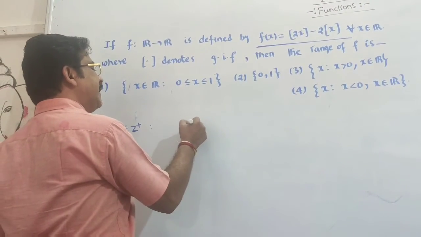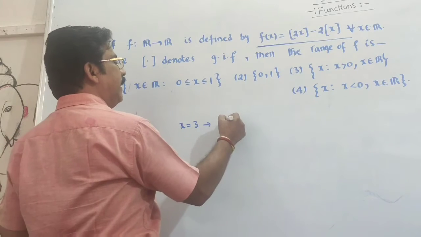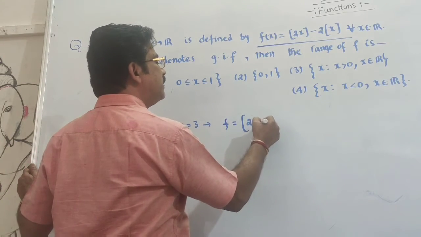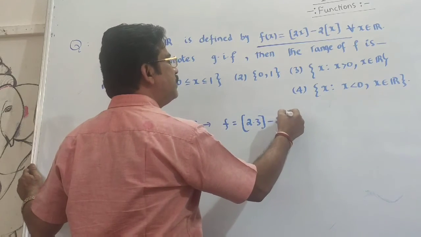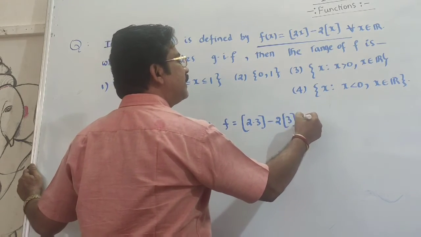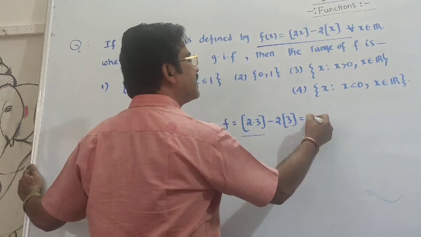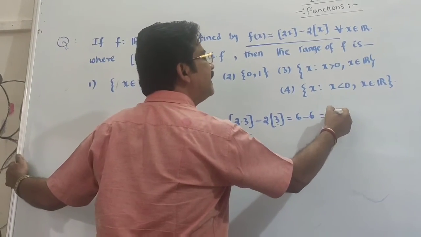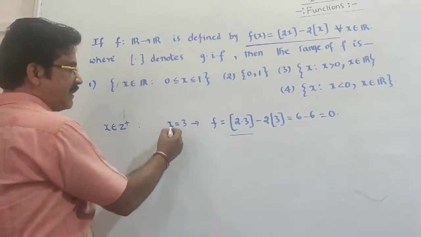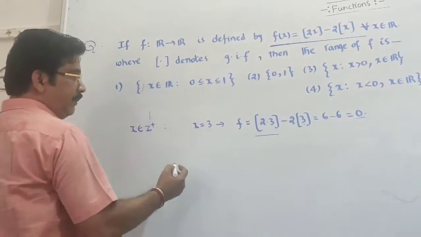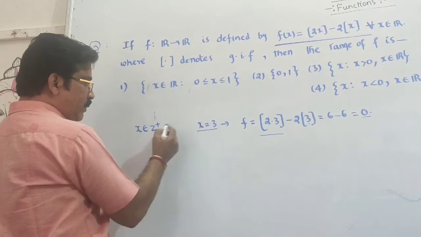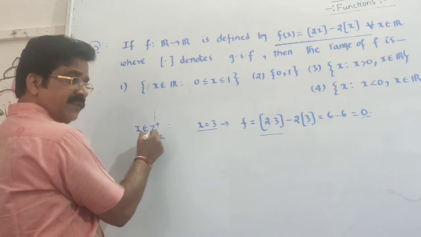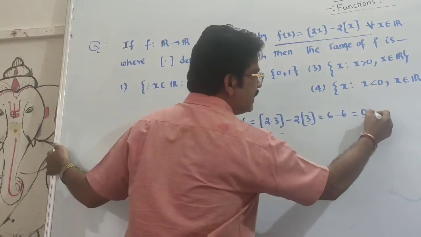Example, let us take x equal to 3. Then f of x is equal to floor of 2 into 3 minus 2 into floor of 3. So that is equal to floor of 6 minus 2 into 3, that is 6 minus 6. So that is equal to 0. Means the resultant value is 0. x equal to 3 means x belongs to Z plus. When x belongs to Z plus, this is the domain, the range will be 0.